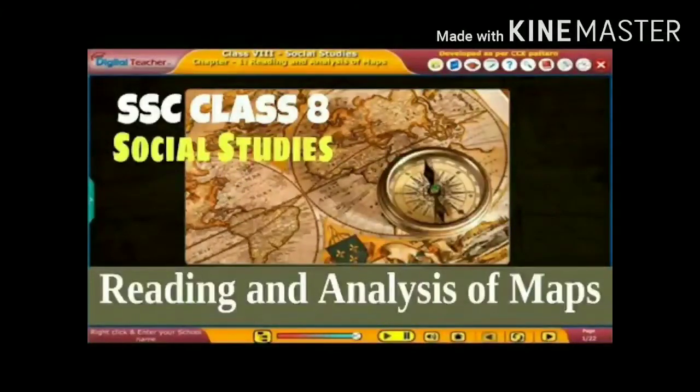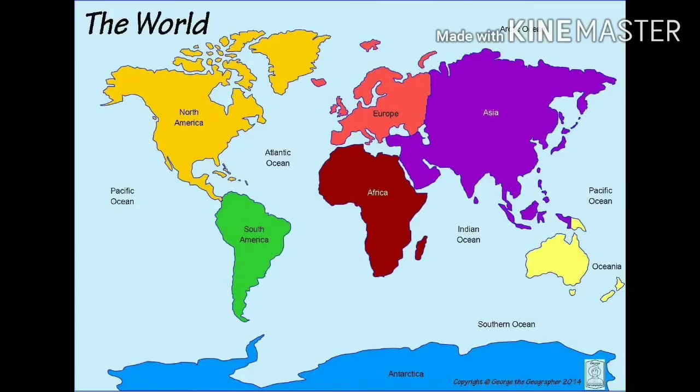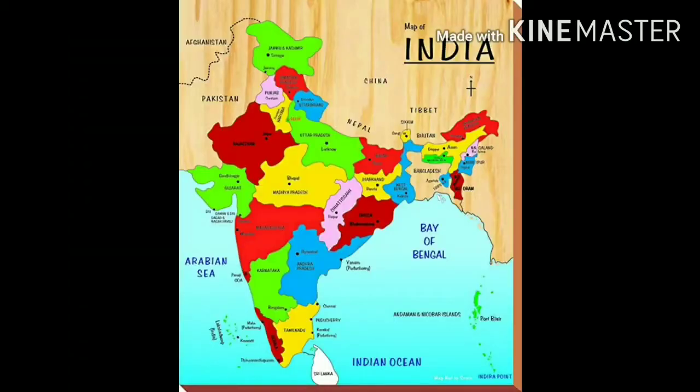Good morning, children. Today we are going to discuss social studies, chapter 1, reading and analysis of maps. Before discussing chapter 1, we have to recall the 7th class chapter on maps. We already discussed in that class what a map is, how many types of maps there are, and what the uses of maps are. Just recall the definition of the map.